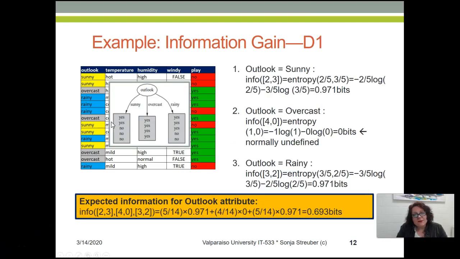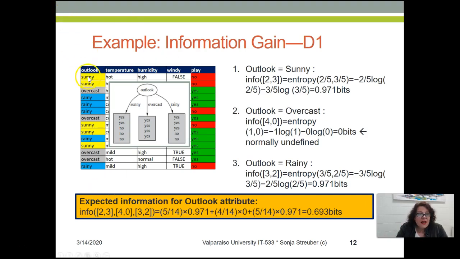But we're not done yet because we need to analyze the information gain for each of our other attributes, outlook, temperature, humidity, and whether it's windy, in order to determine which one of these attributes has the highest information gain that allows us to optimally split our tree. So let's start by looking at our outlook attribute.